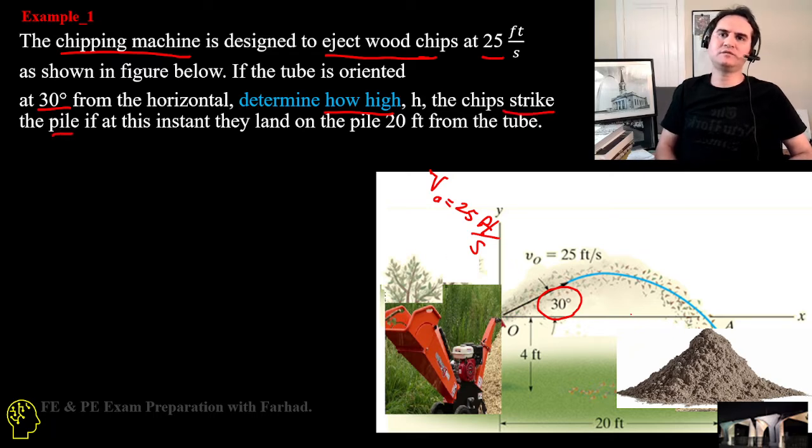So there is a pile of chips and we want to know what this h is. If the original height from here is 4 feet, we want to know what this elevation is. That's definitely smaller than the pile. The horizontal distance between the chipping machine and the pile is 20 feet apart.